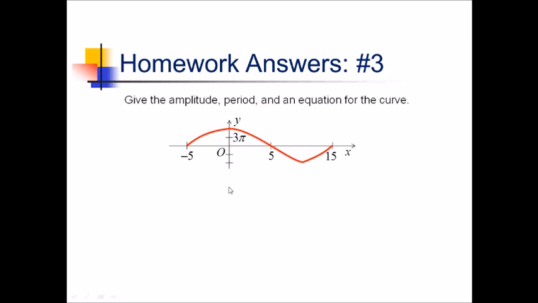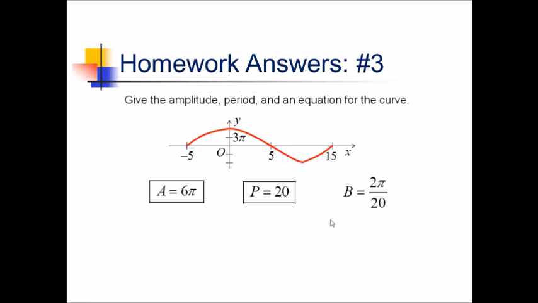For number 9, the amplitude on this, we're going up by, it looks like, 6 pi and down by the same amount. So 6 pi is our amplitude. For the period, the only part of the wave that gets repeated is this middle going up spot that starts at -5 and shows up again at 15. 15 minus -5 gives us a distance of 20 for the period. The b value for the equation is going to be 2 pi over that period of 20, so that's pi over 10.